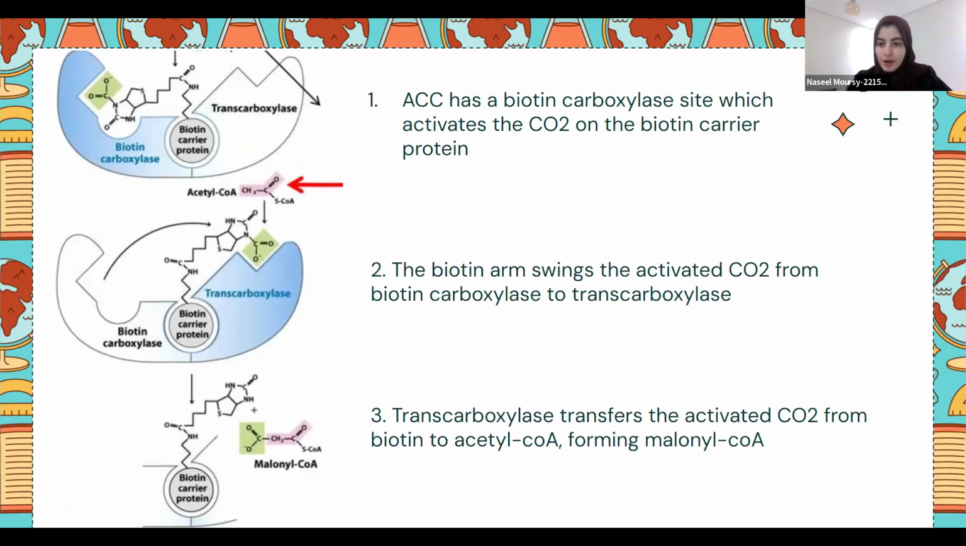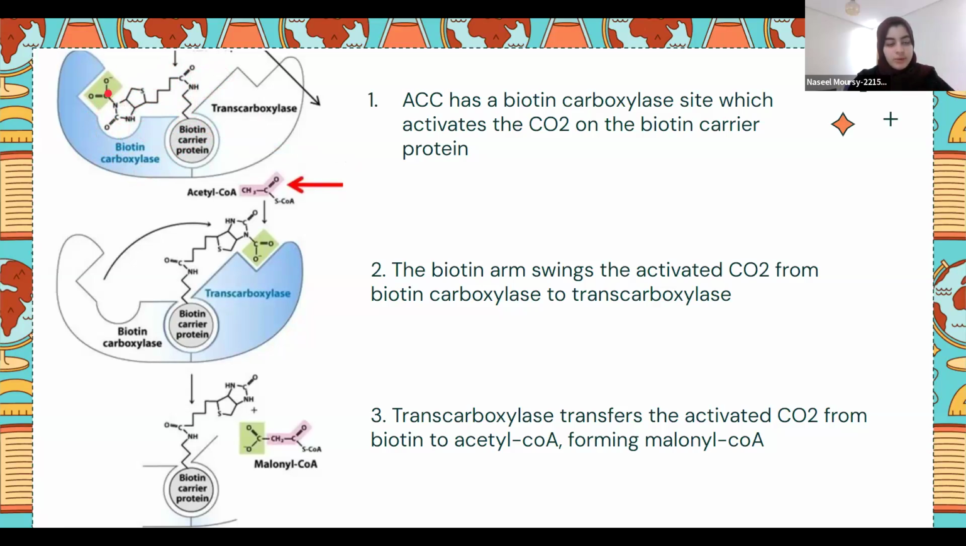Okay, no problem. I'll repeat. Let's start over. We have this enzyme, ACC. It has 2 parts, biotin carboxylase and transcarboxylase. If you notice the blue color, that is where we're saying this part of the enzyme is active now. Another thing you need is the biotin carrier protein, which has biotin attached to it. Now, the biotin on the biotin carrier protein is leaning towards biotin carboxylase.